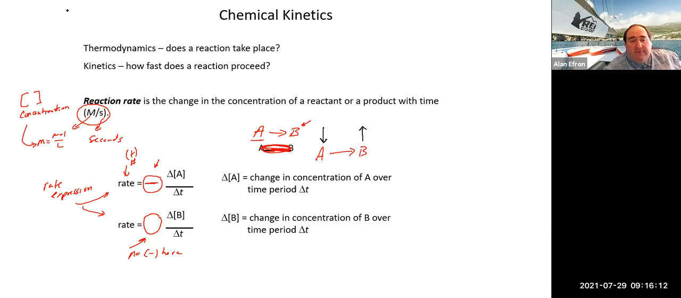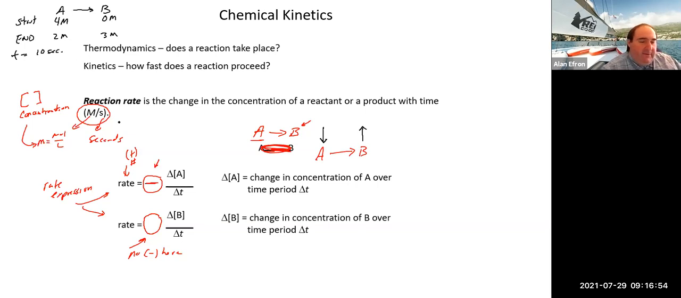If we just look at some simple numbers as to why that negative is needed, let's just say A goes to B, and we started with 4 molar of A, and 0 molar of B because we have no products to start with. And when we were all done at the end here, we ended up with, say, 2 molar of A, and we'll go with, say, 3 molar of B, just to make up numbers in this case. And we'll just say that this all occurred within a time of 10 seconds, for example.